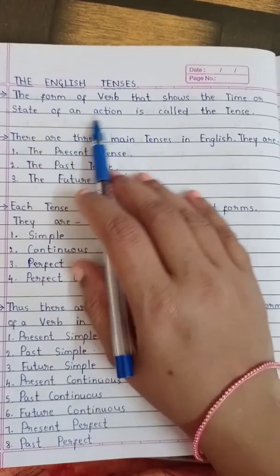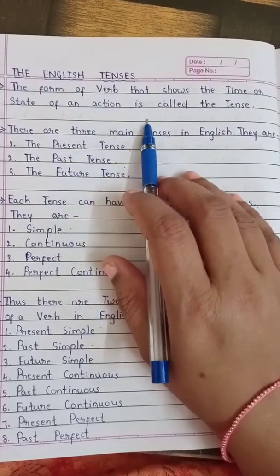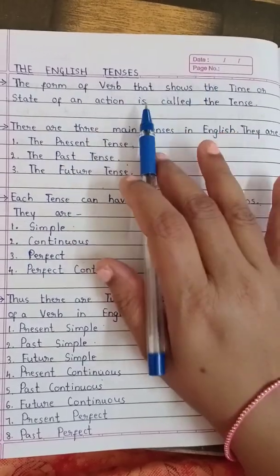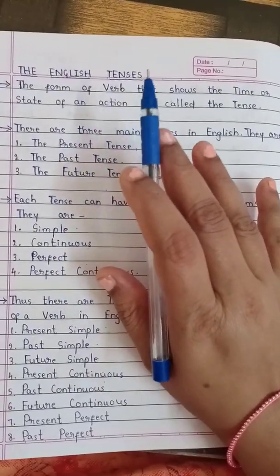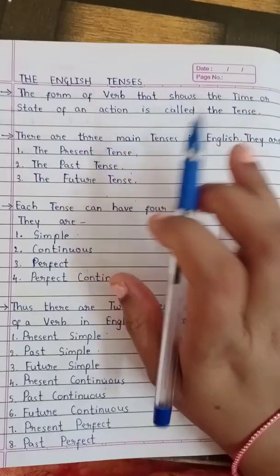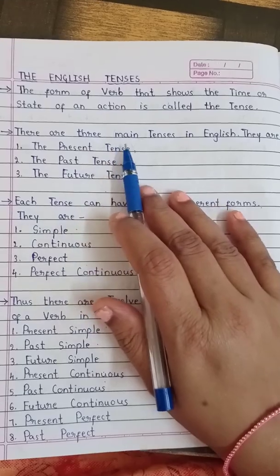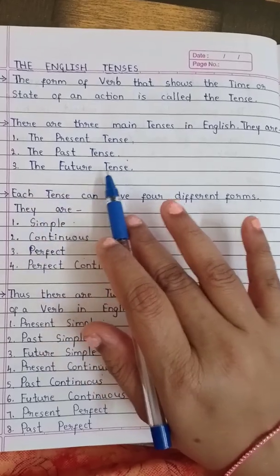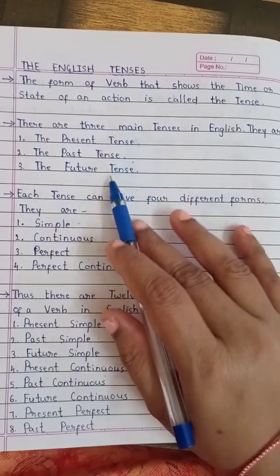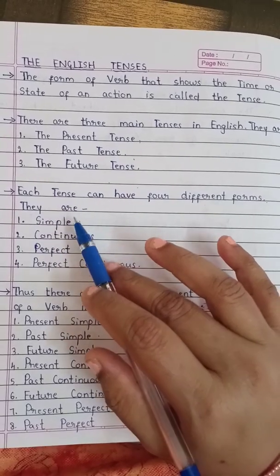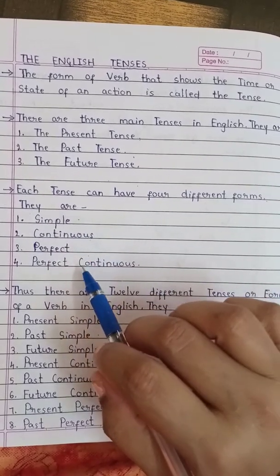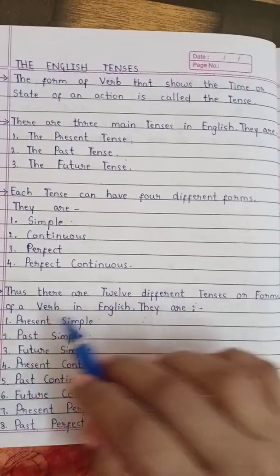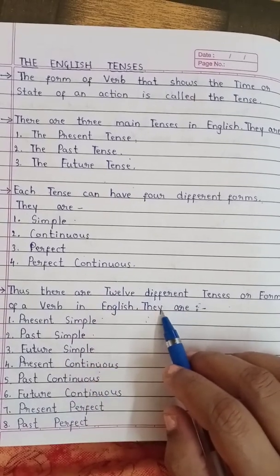So, what is tense? The form of verb that shows the time or state of an action is called tense. So, at what time the action was done and what is the state of this action, that is called what? The tense. There are three main tenses in English. They are the present tense, the past tense and the future tense. These three main tenses have four different forms, that is simple, continuous, perfect, perfect continuous. So, thus there are 12 different tenses or forms of a verb in English.